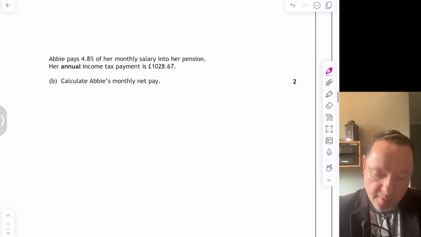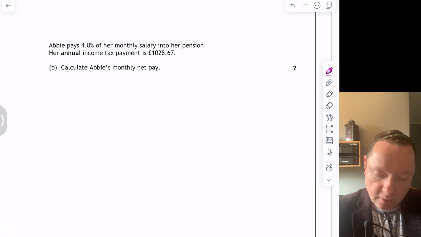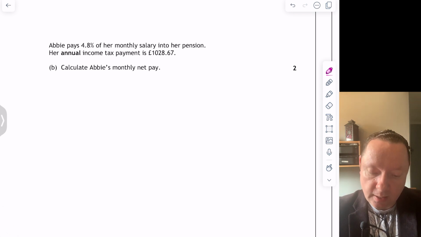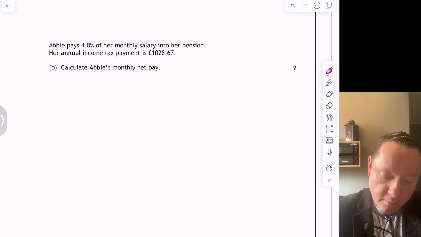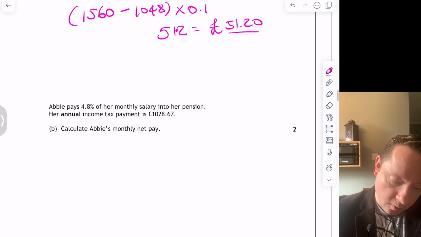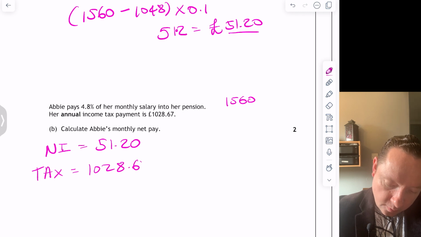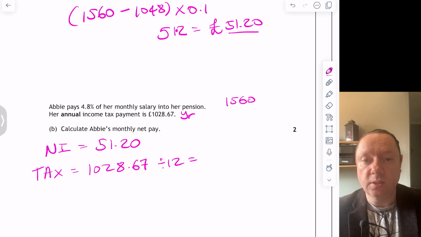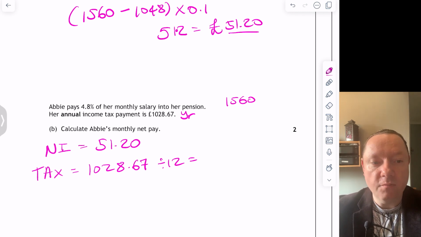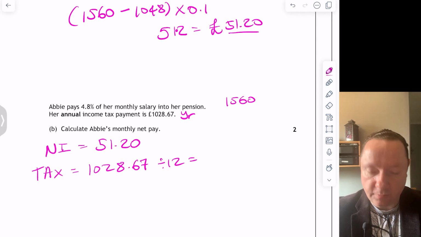Part B. Abby pays 4.8% of her monthly salary into her pension, and her annual income tax is £1,028.67. Find her monthly net pay. So remember, her monthly pay is £1,560. Let's take a note of that. We've just worked out her national insurance for the month is £51.20. Her tax in this question is £1,028.67, but that's per year, so I divide that by 12, making sure I don't skip that, to get her monthly. If you do that, you get £85.72.